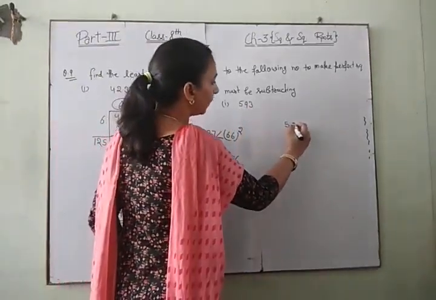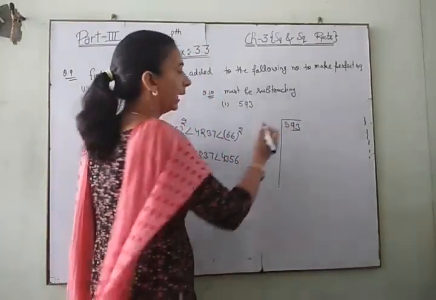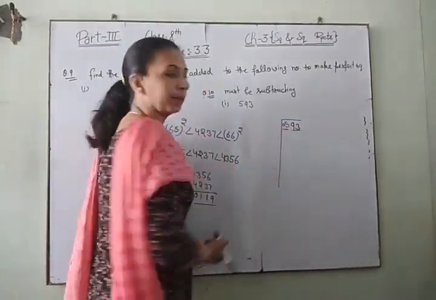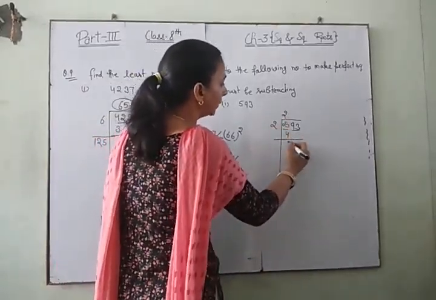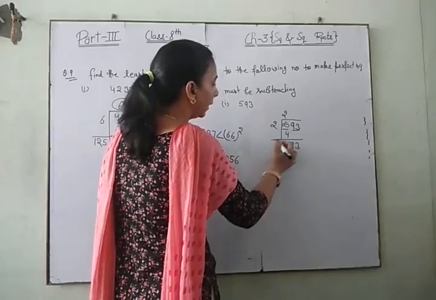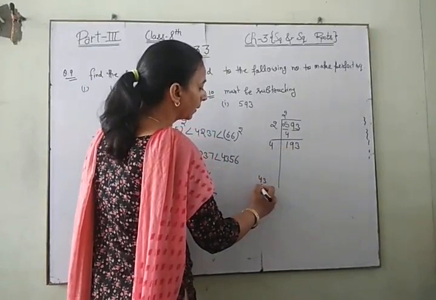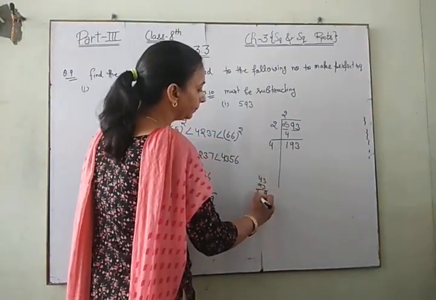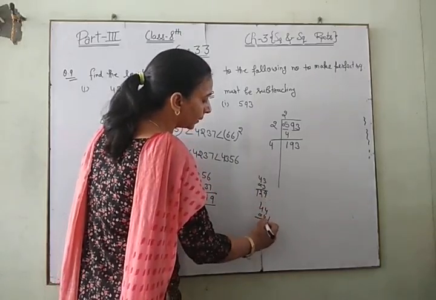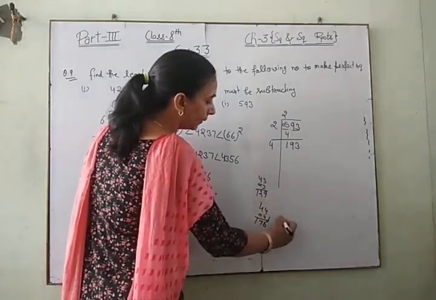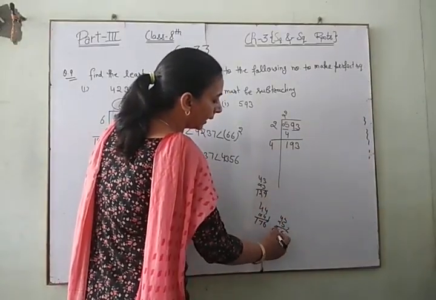First we take the square root of 593. We make this complete. This is 5 and 2 2s are 4, then 193. Again the double of this is 4. 4 3s are 12, 4 4s are 16. If we take 5 5s are 25, 5 4s are 20 and 25.